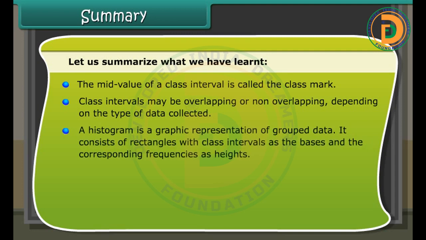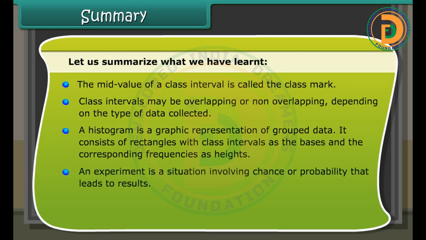A histogram is a graphic representation of grouped data. It consists of rectangles with class intervals as the basis and the corresponding frequencies as heights. An experiment is a situation involving chance or probability that leads to results. An outcome is the result of a single trial of an experiment.